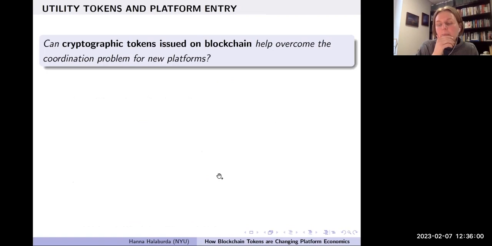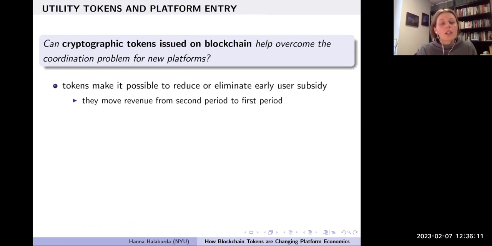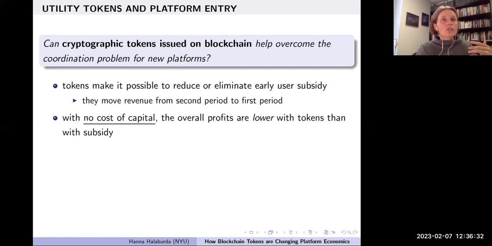So will cryptographic tokens issued on blockchain help to overcome the coordination problem for new entrants, right? The insights from our models show that tokens make it possible to reduce or eliminate early user subsidy, and that is making it easier to enter for the platform. But they do it by moving the revenue from the second period to the first period, and the overall profit will be smaller if there is no cost of capital.